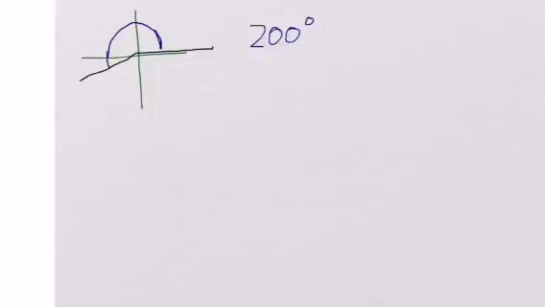So the first thing I'm going to do is draw that line on the positive x-axis. Then I'm going to go counterclockwise, however many degrees I need. Now if I have a negative, I'm going to be going clockwise to the absolute value of it. Then I draw a line there.